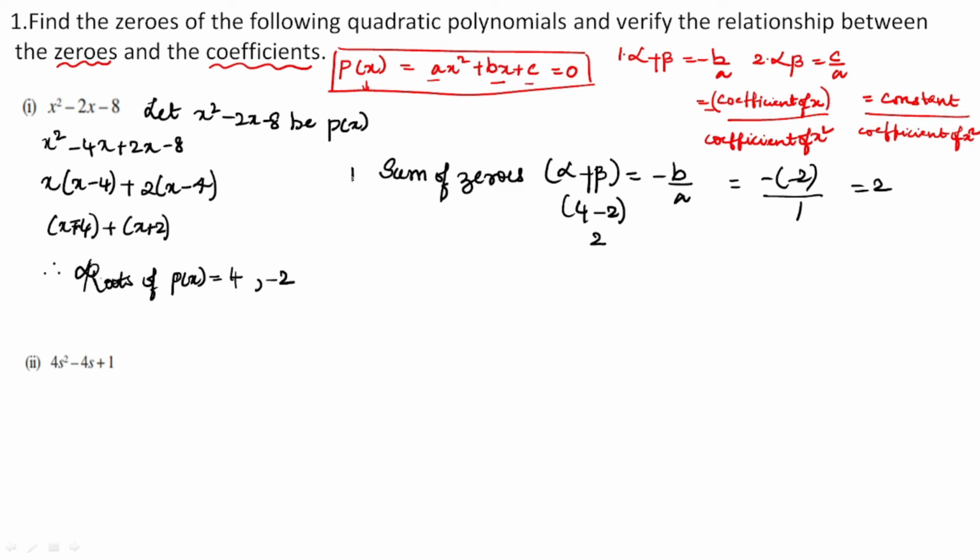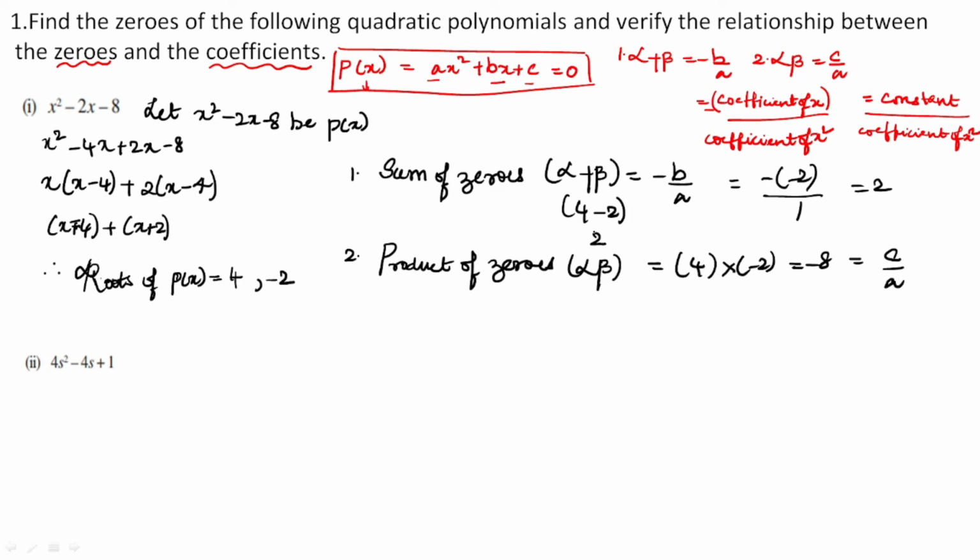This is proved. Then the product of zeros, alpha beta. The product of zeros is 4 multiplied by minus 2, that is minus 8. This is nothing but c by a. So c is minus 8 and the coefficient of x square is 1, so c by a is minus 8 by 1, that is equal to minus 8.